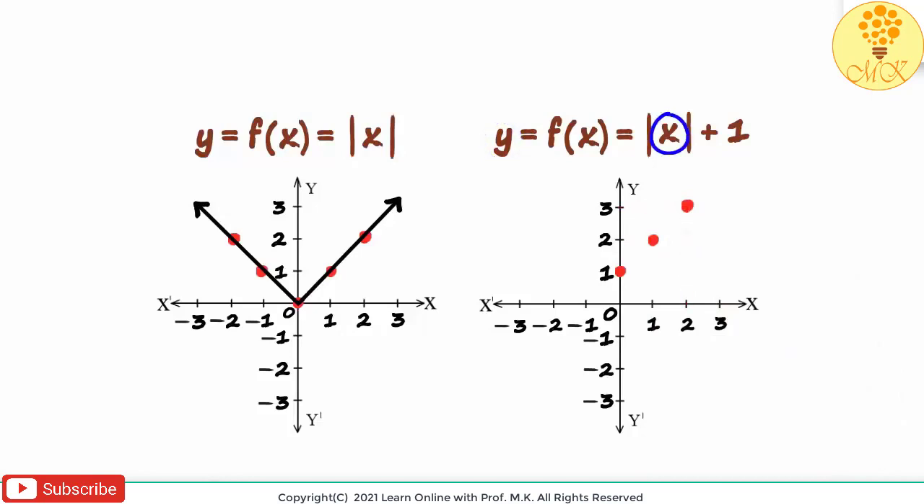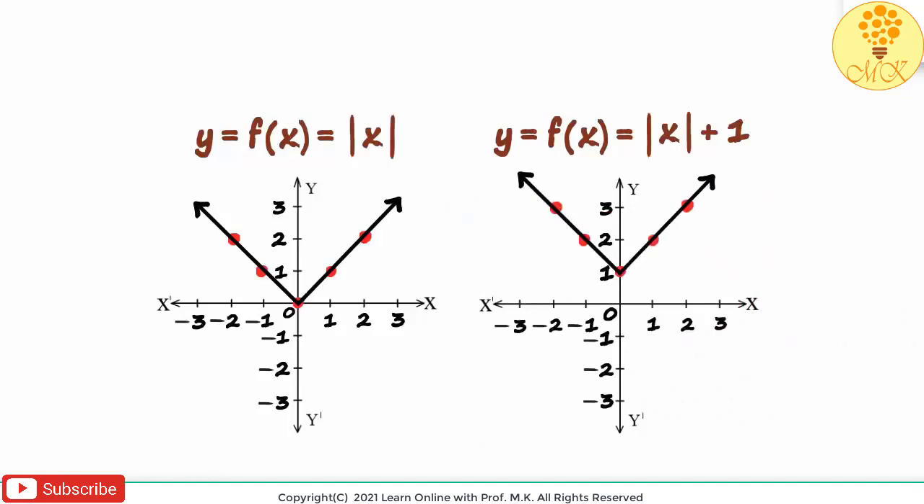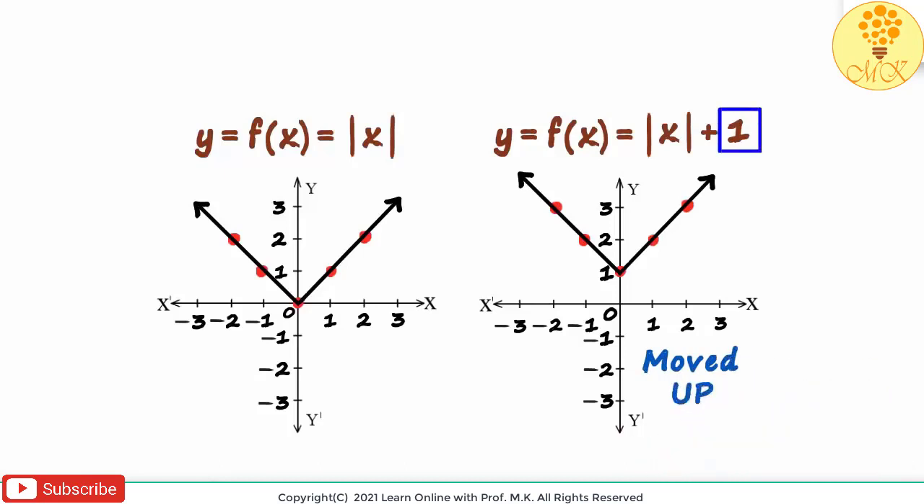If x is minus 1, then y will be absolute value of minus 1 plus 1, that'll be 2. Minus 1, 2 is the point we are talking about. And in the same way, minus 2, 3 will be another point. This is how the graph will look like. Notice what happened. We added a constant to the function and the graph moved up. We added 1 and the graph moved up 1 unit.